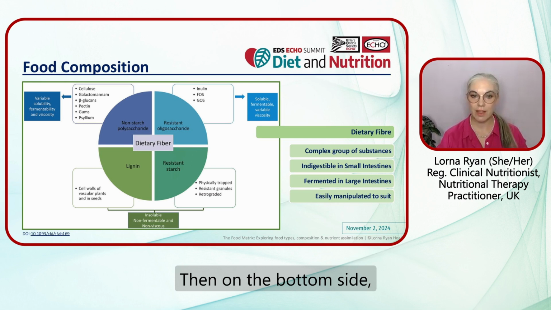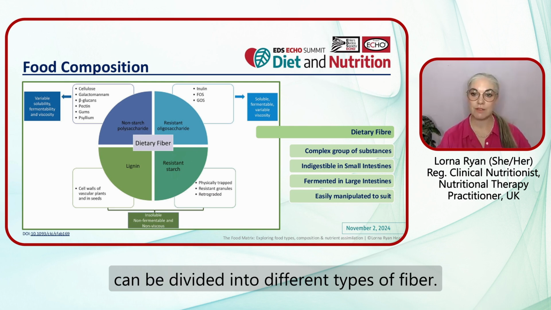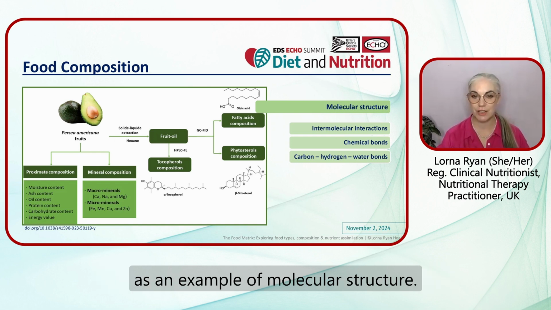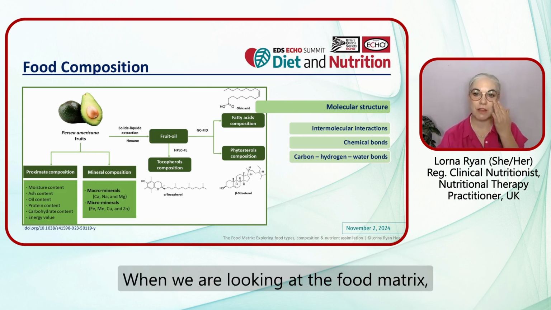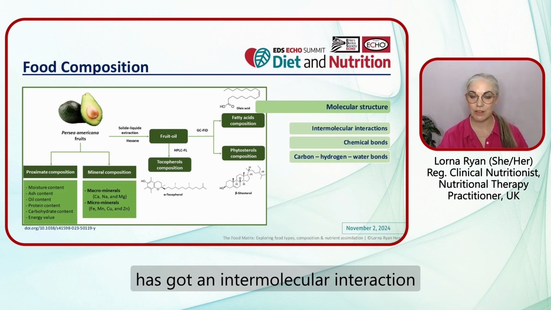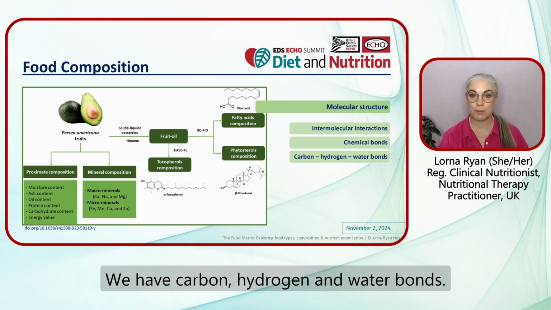And then on the bottom side, we have that insoluble fiber. And what we're showing is how the matrix can be divided into different types of fiber. We're also going to use a wonderful avocado as an example of molecular structure. So when we're looking at the food matrix, it's important to understand that every single food has got an intermolecular interaction, and everything basically comes down to chemical bonds. We have carbon, hydrogen, and water bonds.